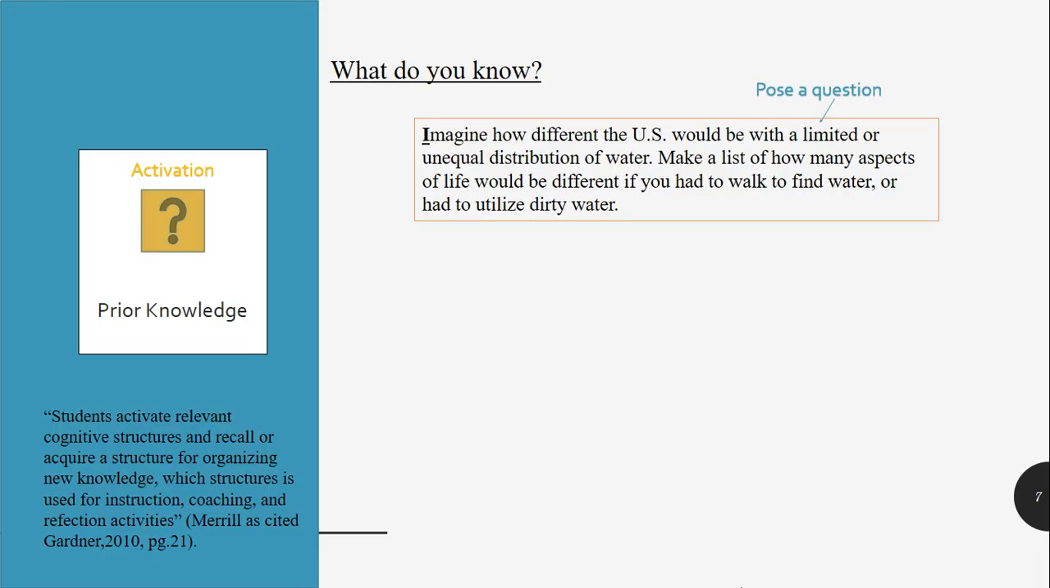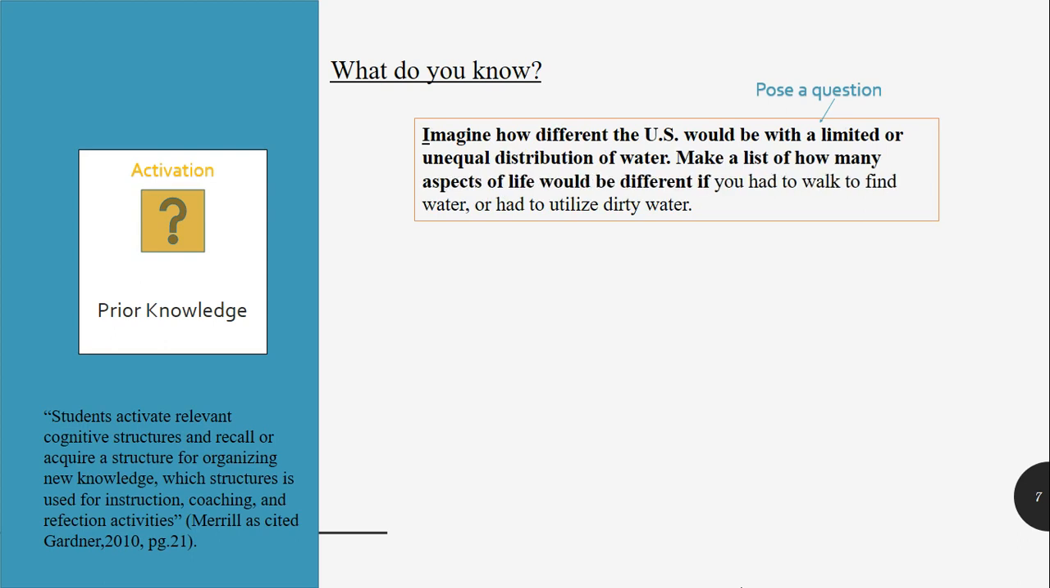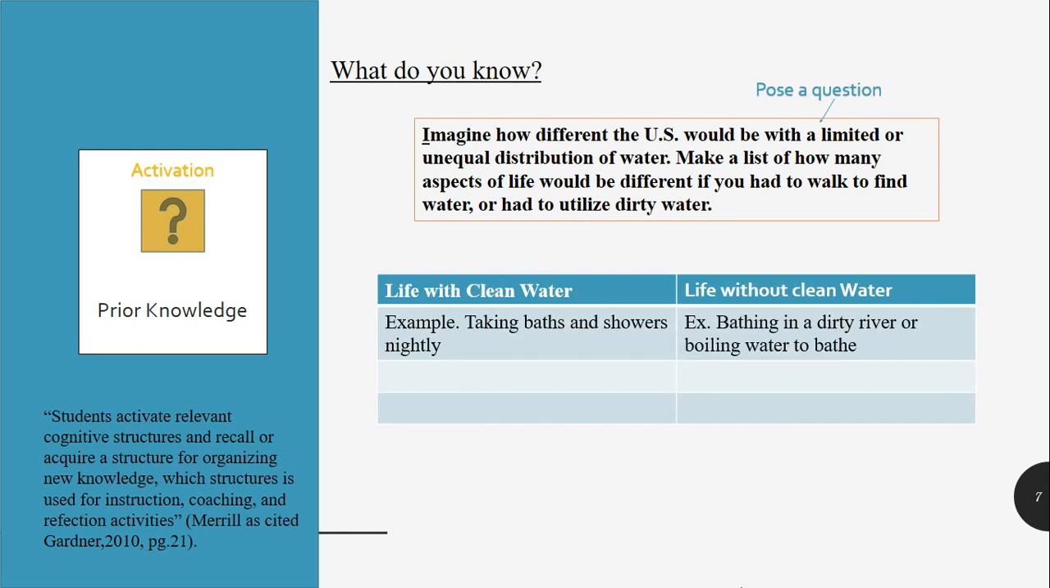After presenting the problem to my students, I try to make the assignment relevant to my students. To make this problem relevant to my students, I connect it to their lives by posing the question of how different would the US be with limited or unequal distribution of water. Make a list of how many aspects of life for you would be different if you had to walk to find water and had to utilize dirty water. Students would be provided with a chart to jot down their thoughts.